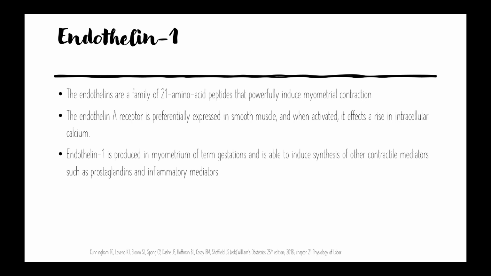Now, for endothelin 1, this is a family of 21 amino acid peptides that powerfully induce myometrial contraction. The endothelin A receptor is preferentially expressed in smooth muscle and when activated, it effects a rise in intracellular calcium. Endothelin 1 is produced in myometrium of term gestations and is able to induce synthesis of other contractile mediators such as prostaglandins and inflammatory mediators.